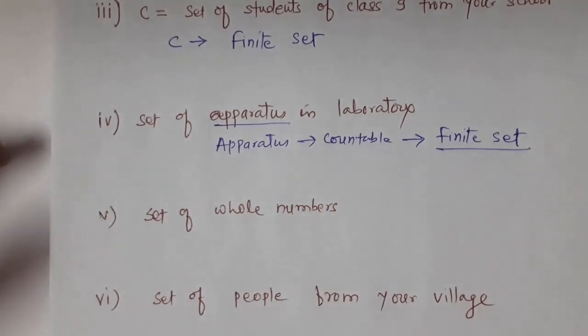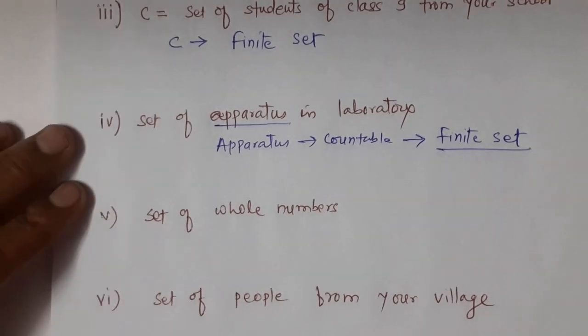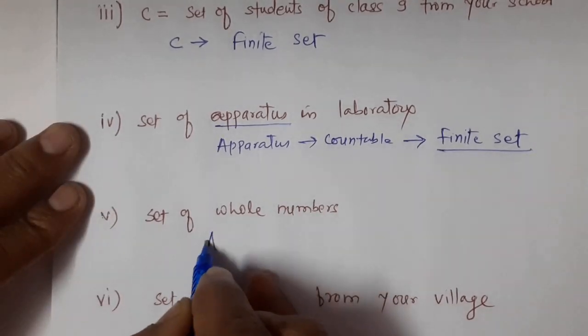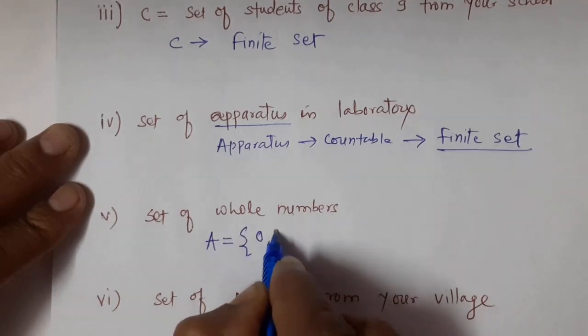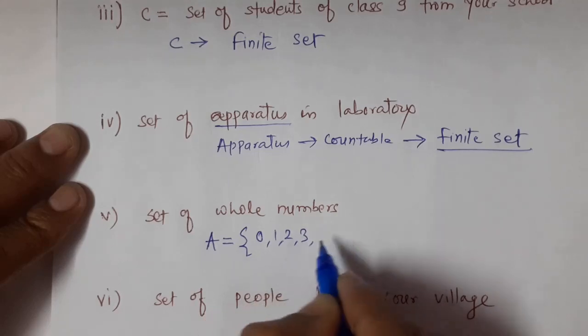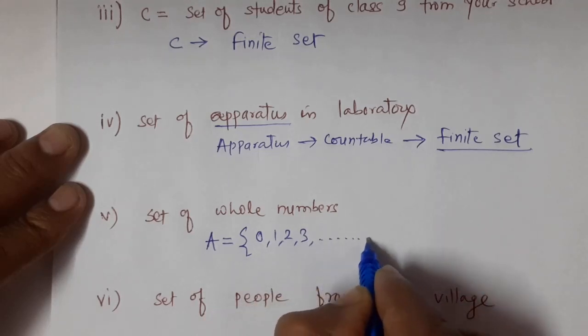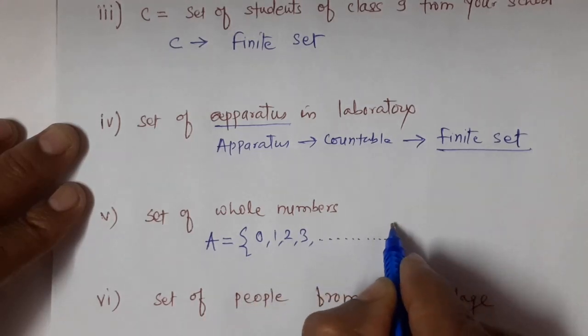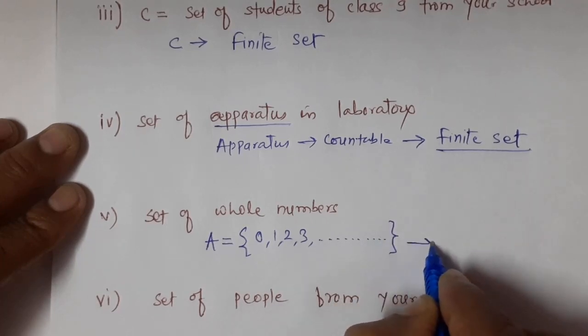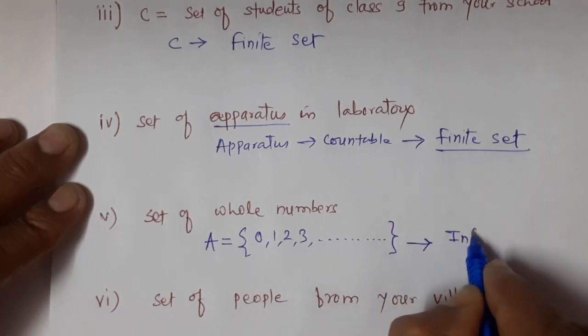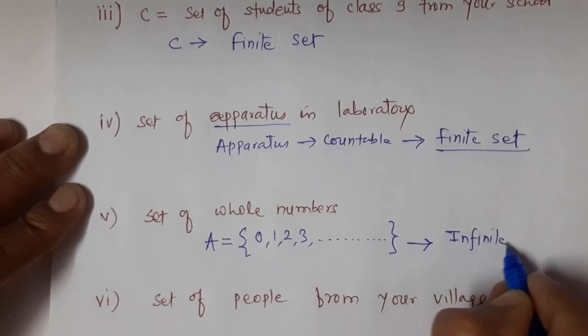Then the set of whole numbers. When you write a set A of whole numbers, I am starting from the whole number 0, 1, 2, 3, and it may go on like that. It is uncountable, unlimited, and that's why it is called infinite. It is an infinite set.